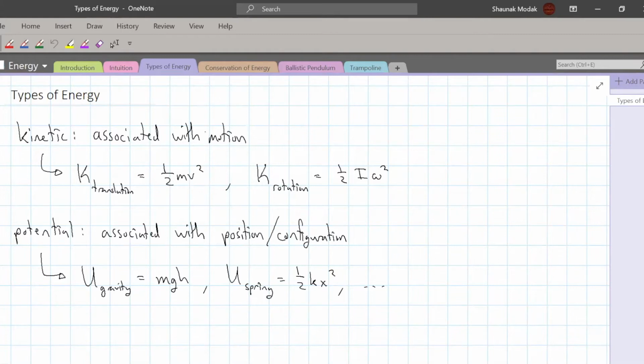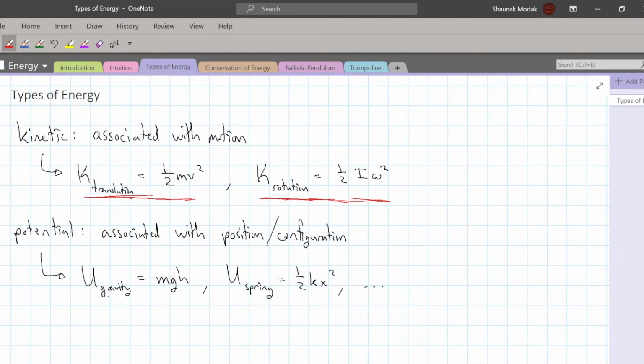So here are some expressions for the most common types of energy you'll see. First, we have the kinetic energy due to translation of an object's center of mass, which is just given by 1/2 times the mass of the object times the velocity of the object squared. Next, there's also kinetic energy due to the rotation of an object. So even if an object's center of mass is not moving, if it's spinning around its center of mass, then it'll have some kinetic energy due to that. And the kinetic energy due to rotation is given by 1/2 I omega squared, where I is the moment of inertia of the object around the rotation axis, and omega is the angular velocity.